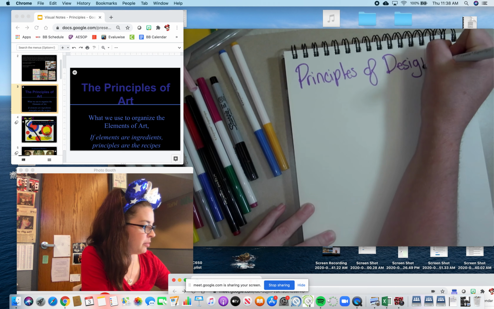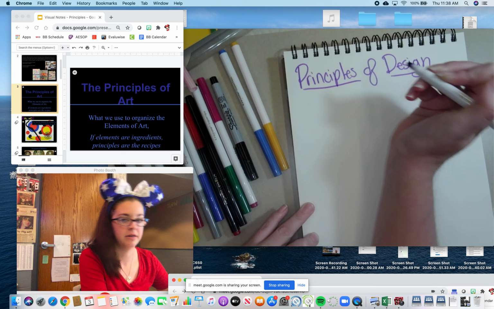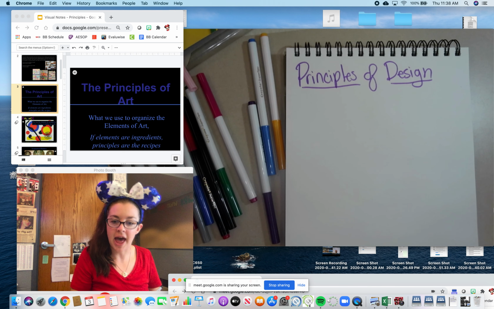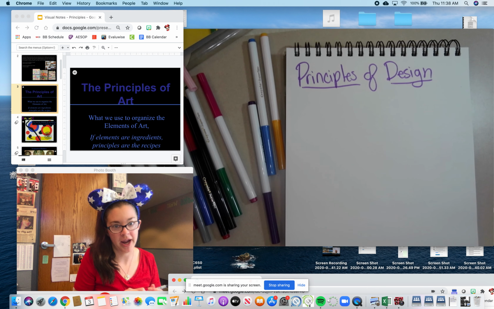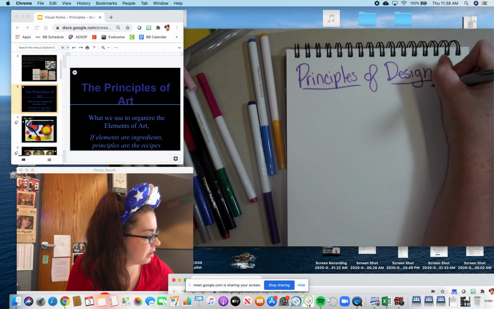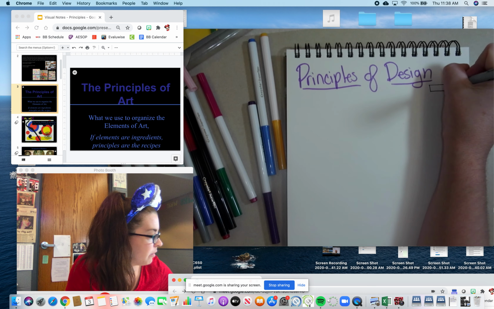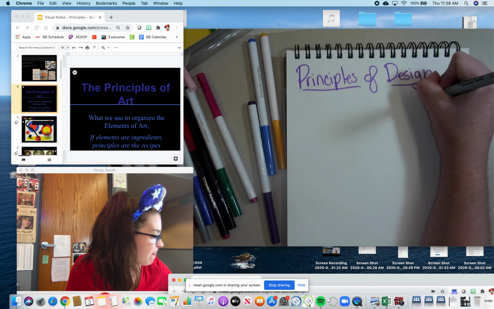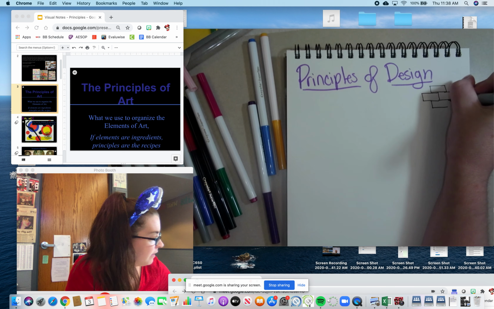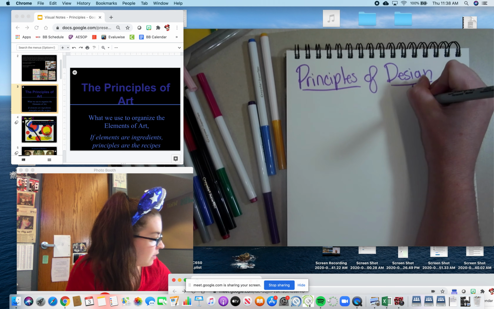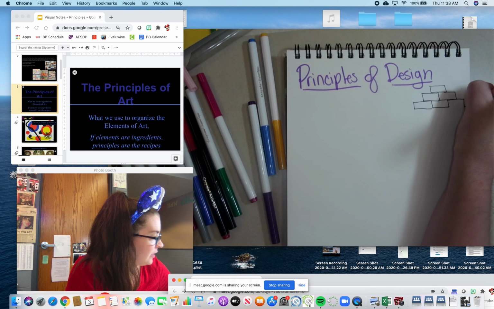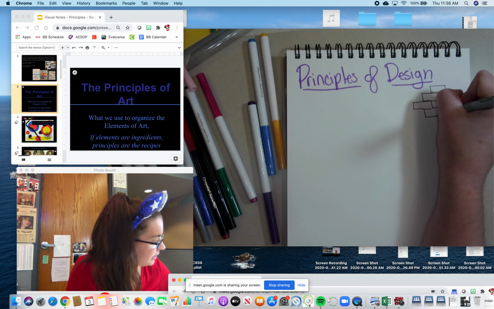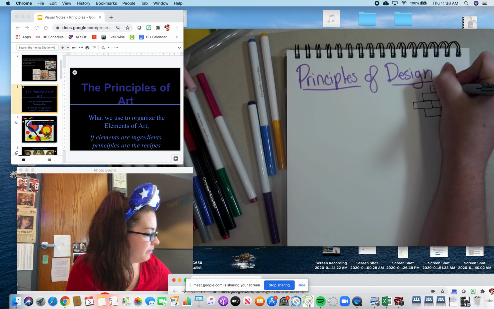The principles of art, or the principles of design, I tend to call them the principles of design, are the way the elements are put together or arranged. So if the elements of art are the building blocks, like we said, then the principle is what you make with those building blocks. So the principles are the wall or the tower or the castle that the elements make.